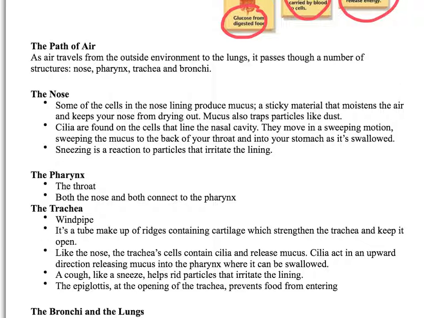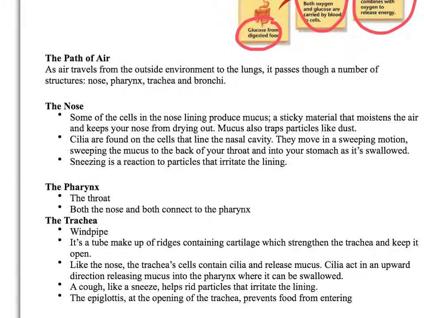Now, the nose has cells within your nasal lining that produce mucus. We talked about mucus when we talked about the digestive system, and it pretty much has a similar function. It's a sticky material, and what it does is it moistens the air, which means it adds some humidity, or some liquid, to the air in order to keep your nose from drying out. You'll probably remember that whenever you have a cold and you're always blowing your nose and getting rid of that mucus, your nose may dry out because you're continuously getting rid of it. You do need some of that in your nose to keep it moist.